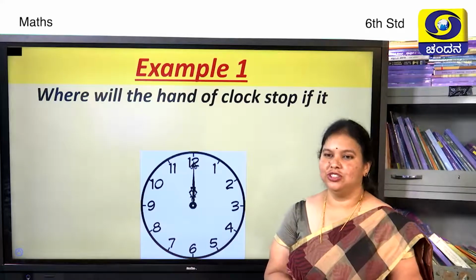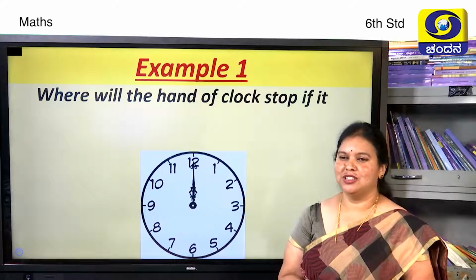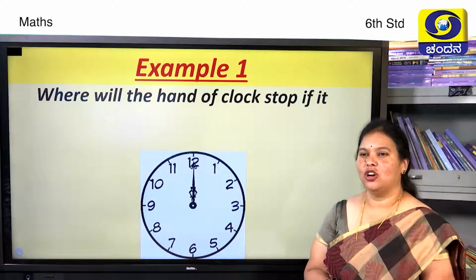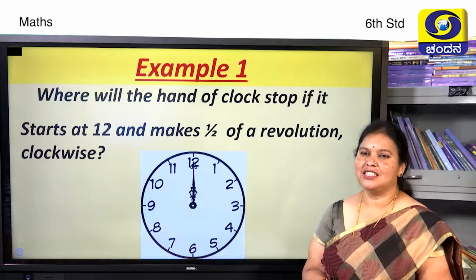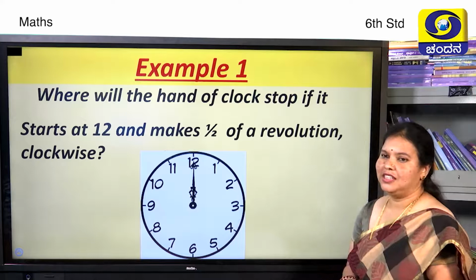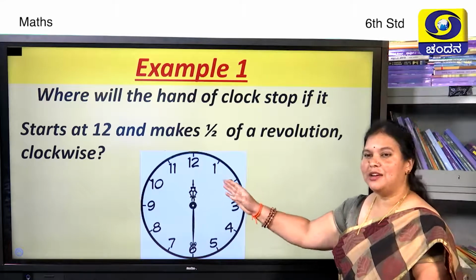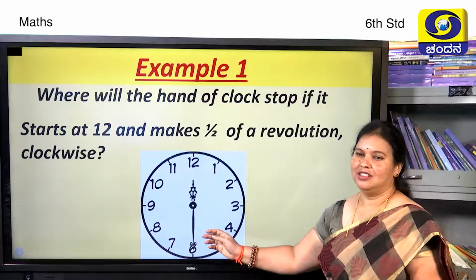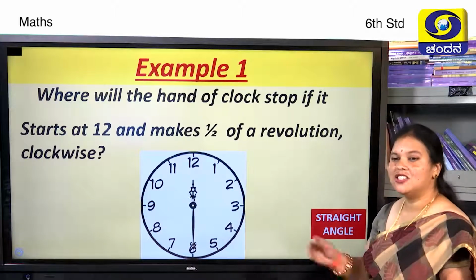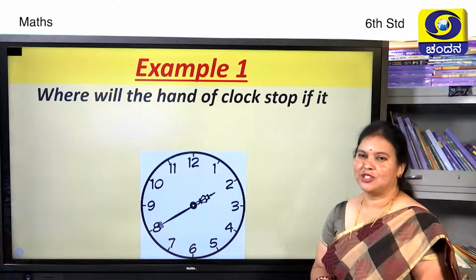I am going to give you a problem for confirmation of angles. Example 1. Where will the hand of the clock stop if it starts at 12 and makes half of a revolution clockwise? See, it starts at 12 and makes half of a revolution. Then what is the angle formed? Yes, it is a straight angle. We'll see the next question.